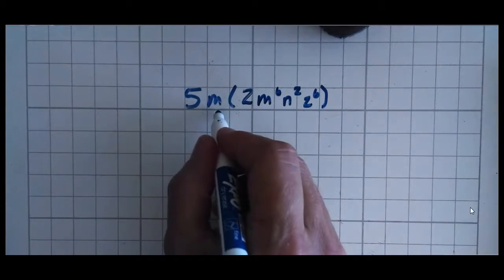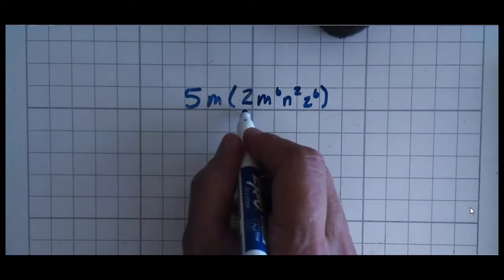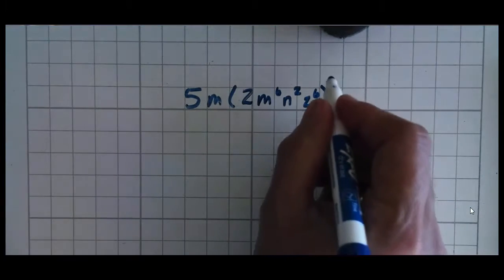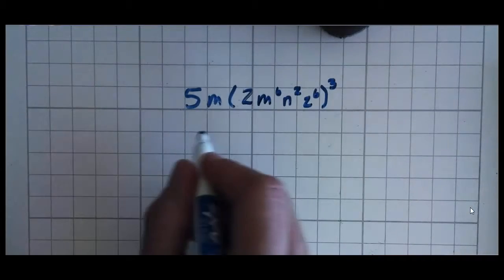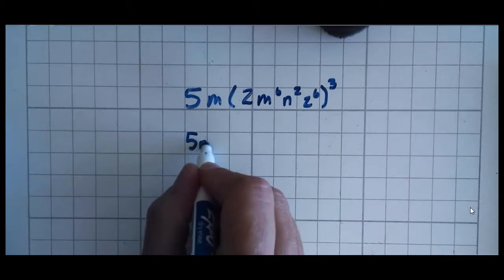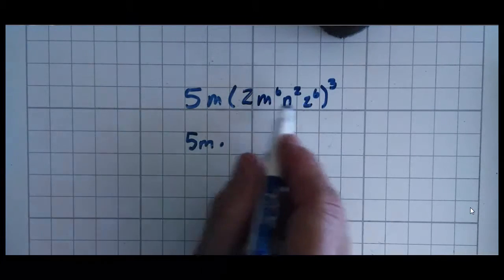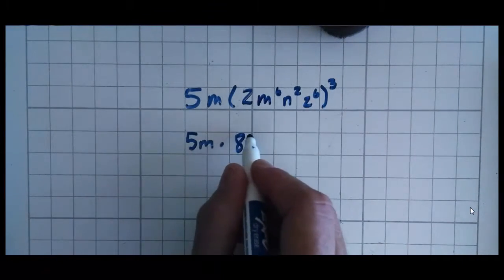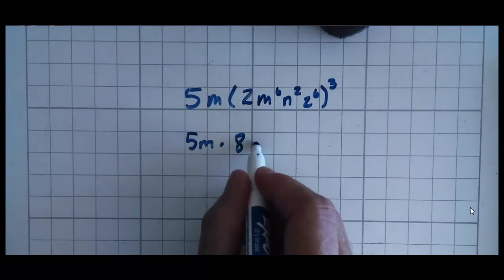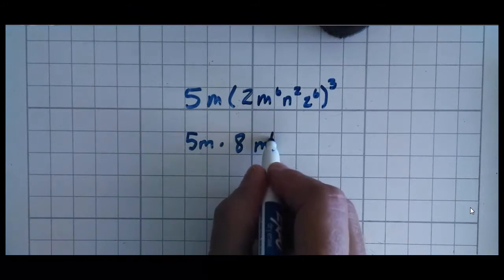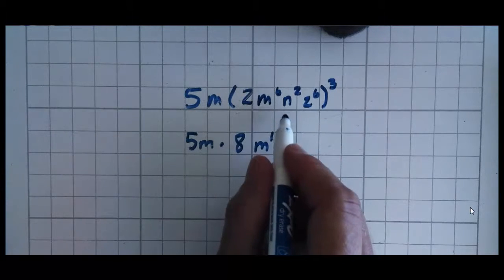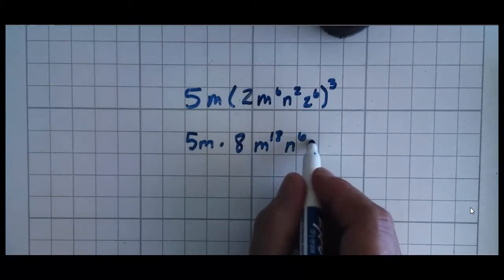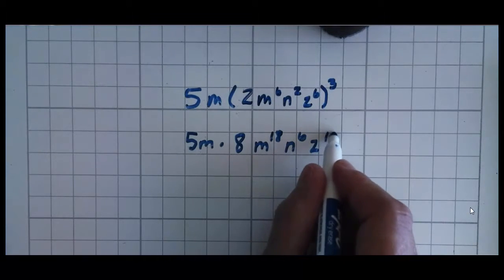So if I have 8m times parentheses 2m to the 6th, n squared, z to the 6th, and all of that is to the 3rd power, you leave your 8m alone for now. That cube acts on the 2, 2 times 2 times 2, acts on m to the 6th, 6 times 3, acts on the n squared, 2 times 3, acts on the z, 6 times 3.